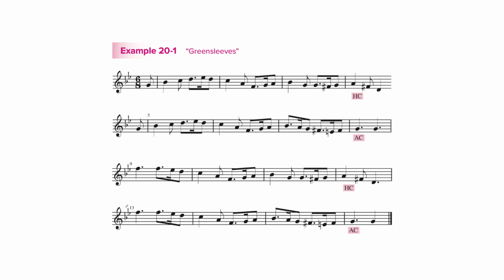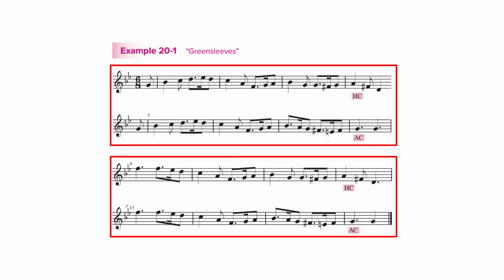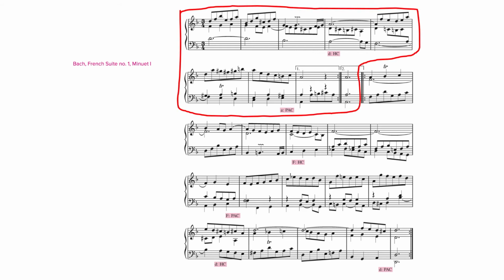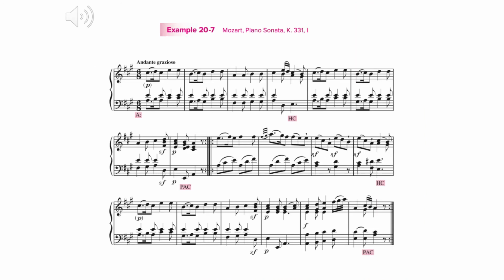Remember our first example, Greensleeves. The first part is 8 measures long, and the second part is also 8 measures long. In that case, the sections are balanced, and we are talking about balanced binary form. In our Bach example, on the other hand, we have the A section 8 measures long and the B section 16 measures long. In that case, we are talking about an unbalanced binary form. Let's listen to this example.